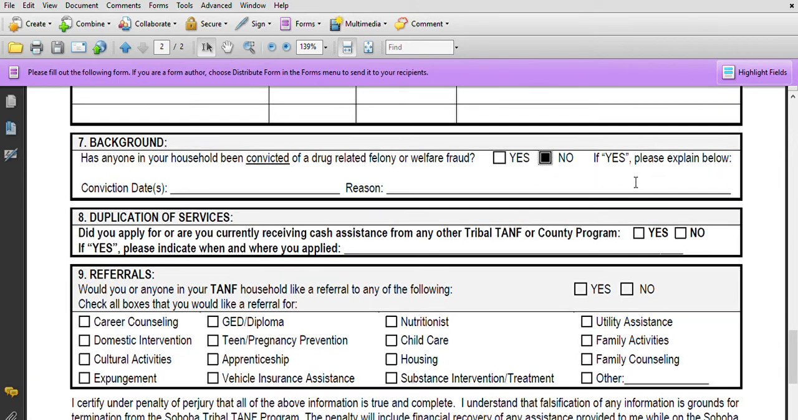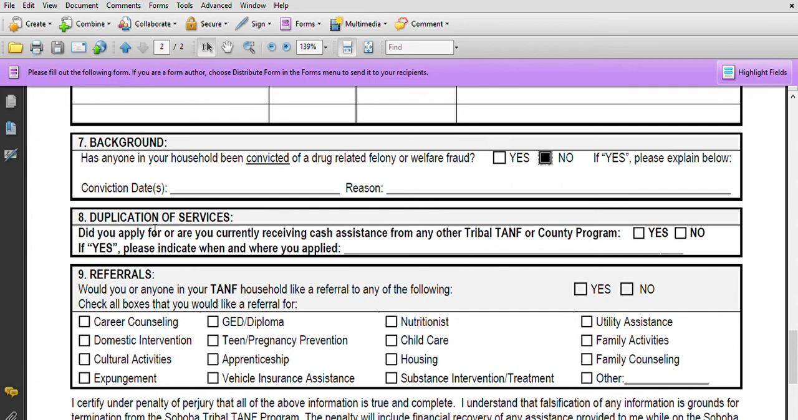So this is where you'll update us if anything like this does happen. Question number 8, duplication of services. Did you apply for or are you currently receiving cash assistance from any other tribal TANF or county program? If yes, please indicate when and where you applied. You're only allowed to receive services from one tribal TANF organization or county program. If you're getting aid from multiple agencies, it's considered double dipping, so it's something you want to avoid.